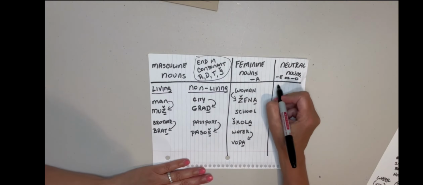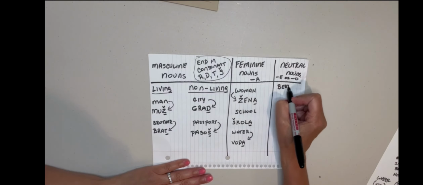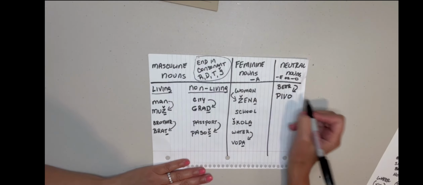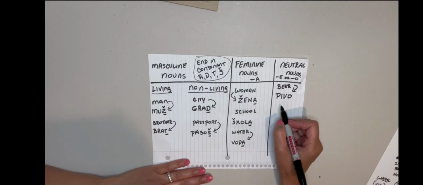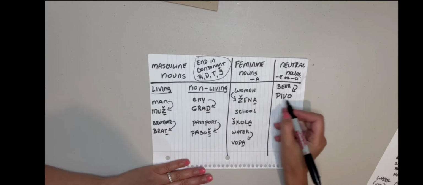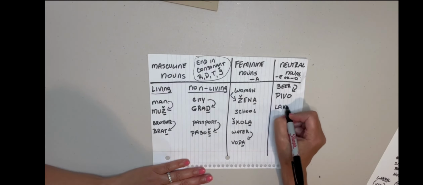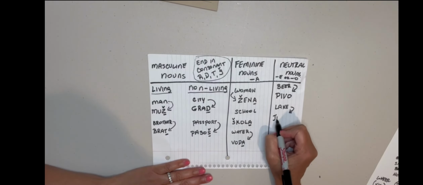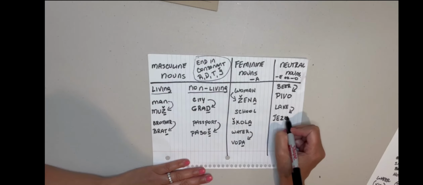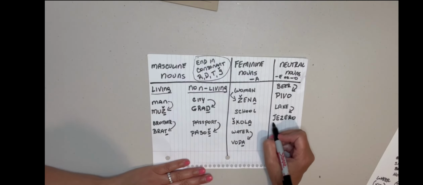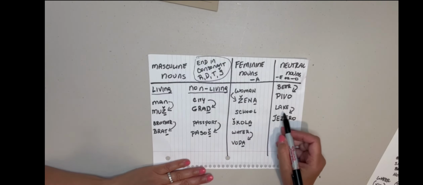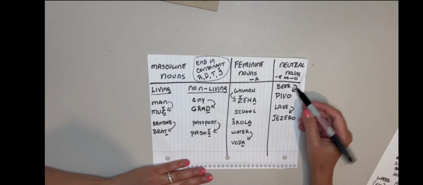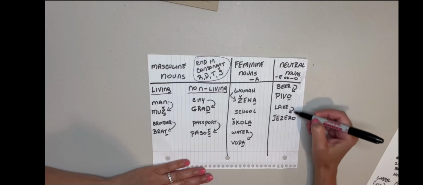So the word beer is pivo. The word lake is a neutral noun, jezero. And a J in Serbian is pronounced like a Y. So jezero. So both of these neutral nouns end in an O.